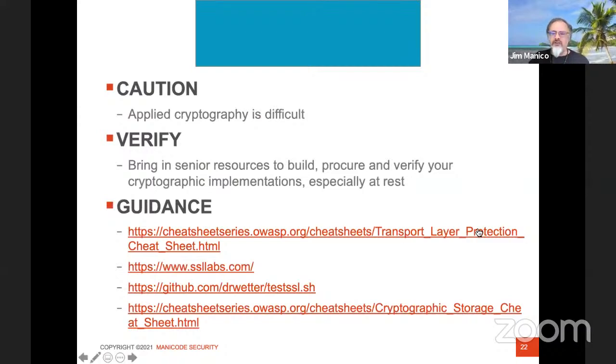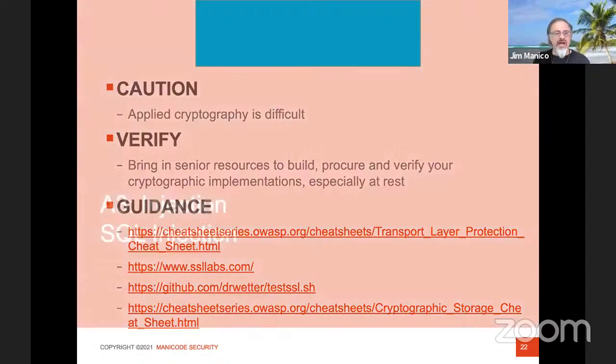At OWASP, we have the Transport Layer Protection cheat sheet and the Cryptographic Storage cheat sheet, well maintained. We also have Dr. Wetter from Germany, who has testssl.sh. That's awesome. Dr. Wetter is a pain, but it's all right, I love him. What he does in this volunteerism for this script is an amazing open source contribution, even though he uses an unethical license. SSL Labs, on the other hand, is another commercial service that's the de facto standard for evaluating TLS. It's really well done. Moving on.